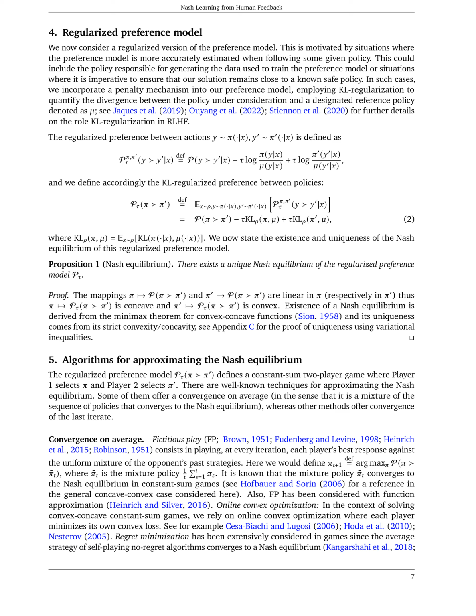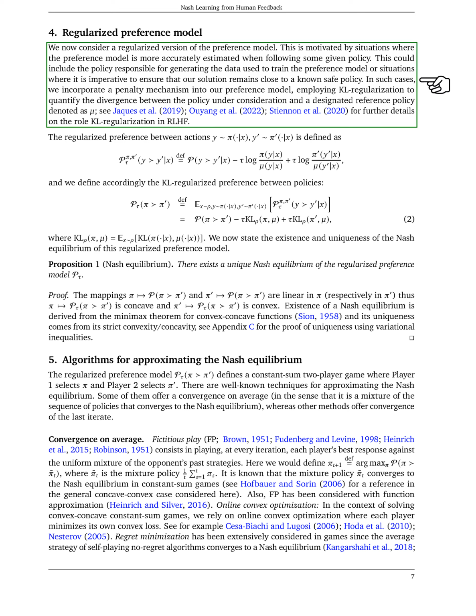Section Summary. Preference models have the ability to capture non-transitive preferences, which is not possible with reward models that assign a single score to each policy. Regularized preference models incorporate a penalty mechanism, such as KL regularization, to quantify the divergence between the policy under consideration and a reference policy. The regularized preference model has a unique Nash equilibrium, and there are algorithms available to approximate this equilibrium.